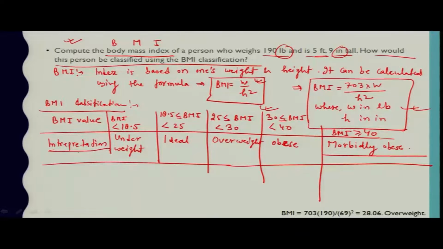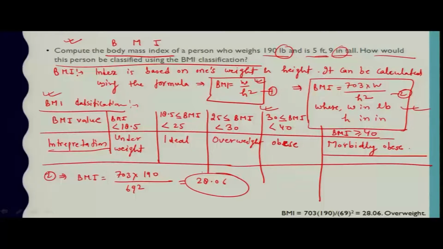Now coming back to our question, what is being asked is how would this person be classified using BMI classification. So here is the classification. Now using the formula, since it is given in pound and inch, we will use equation 2. So BMI equals 703 into W, which is 190, upon 69 square. If you calculate this, you will get 28.06. Now we have to see in which category it is lying in BMI classification. So this 28.06 is lying in this category. So it means that the person is overweight.